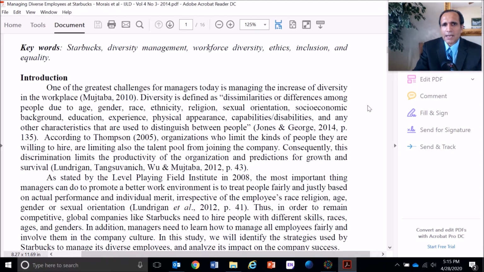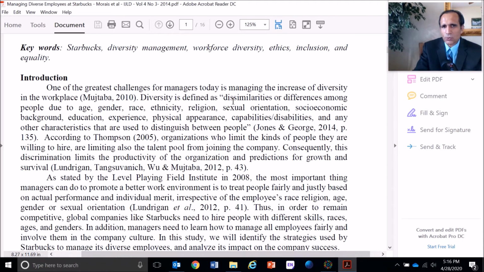Diversity is defined as dissimilarities or differences among people due to their age, gender, race, ethnicity, religion, sexual orientation, socioeconomic background, education, experience, physical appearance, capabilities, or disabilities, and any other characteristics that are used to distinguish between people.